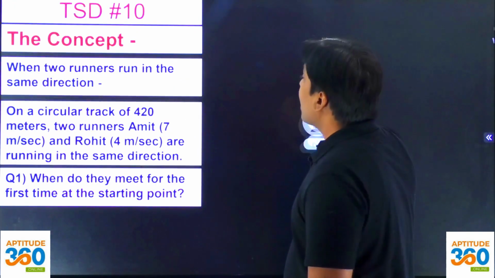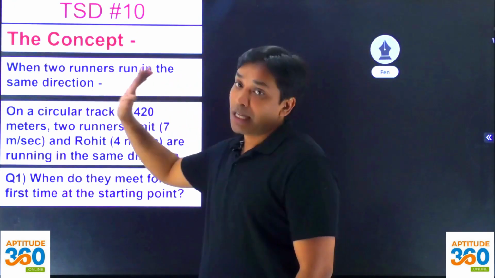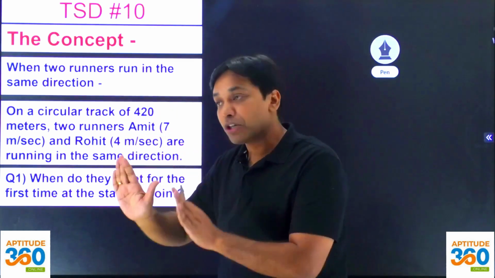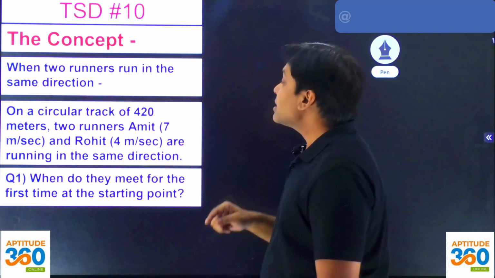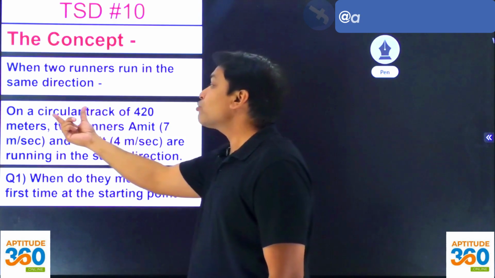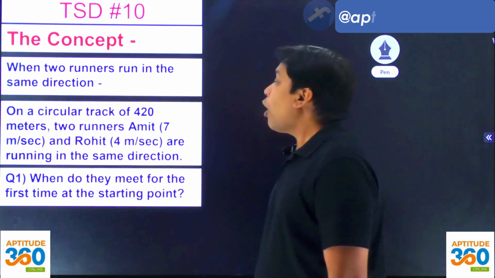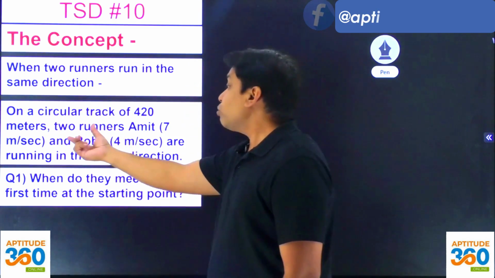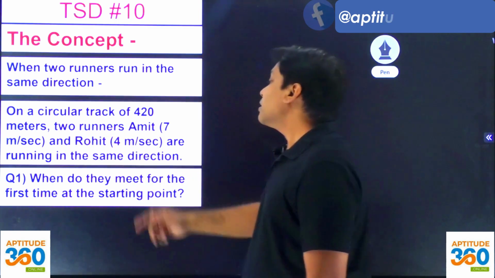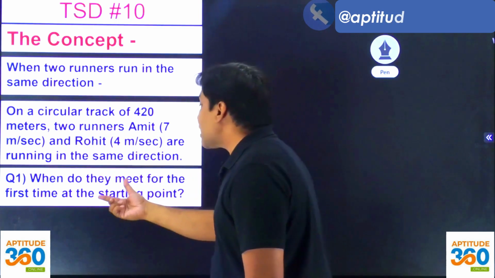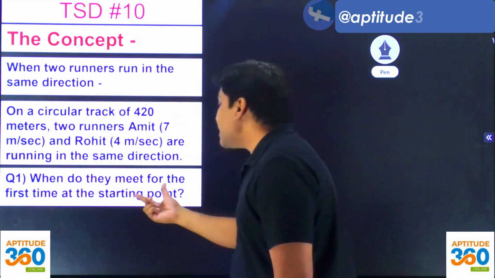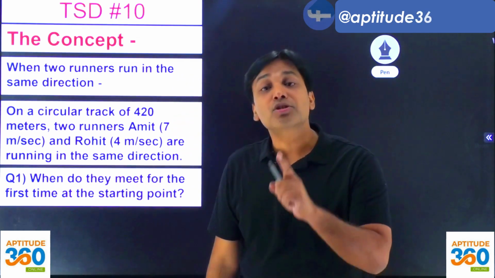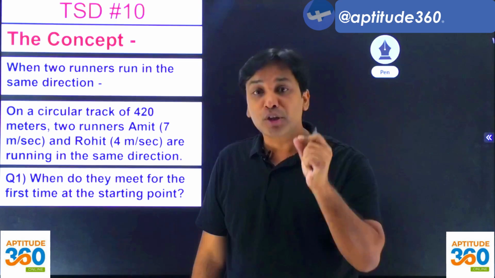So when two runners run in the same direction, that is what I'm going to be focusing upon first. So when two runners run in the same direction and the problem is something like this: on a circular track of 420 meters, two runners Amit and Rohit are running in the same direction. The problem is, when do they meet for the first time at the starting point? This is the first problem I mentioned.